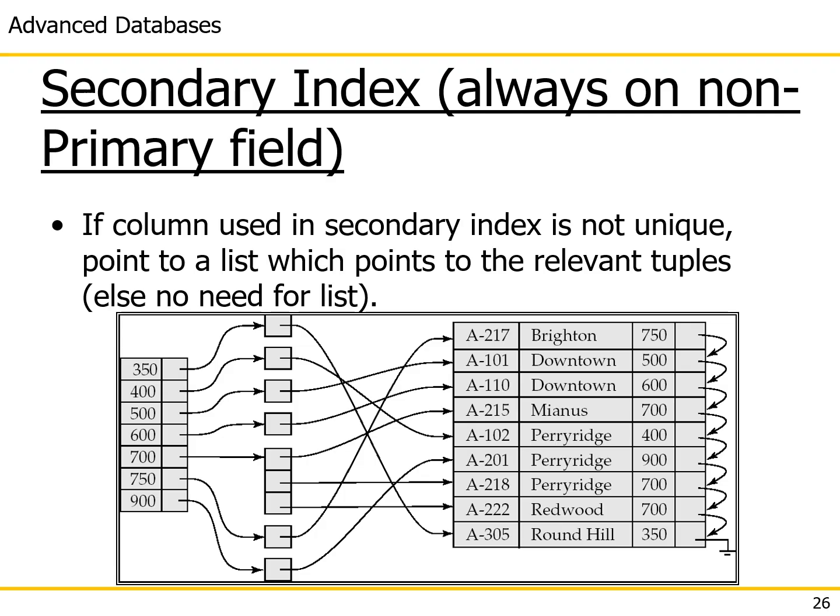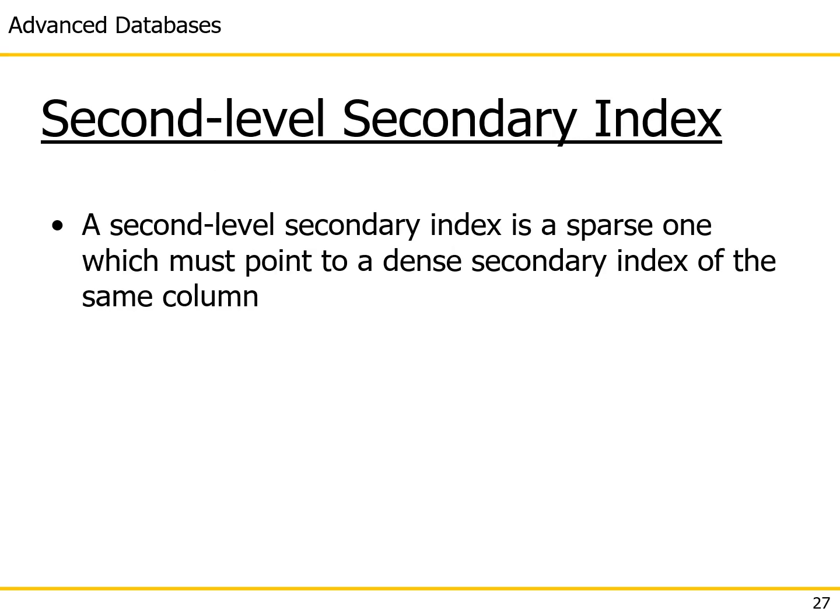Okay? Again, these arrows that point to the table from this intermediate list are nothing but where this row is: which page on disk, and which row in this page. So it's going to be some addressing mechanism. Now, as I mentioned, we could create a second level secondary index. A second level secondary index is a sparse one which must point to a dense secondary index of the same column. And I've already discussed that.